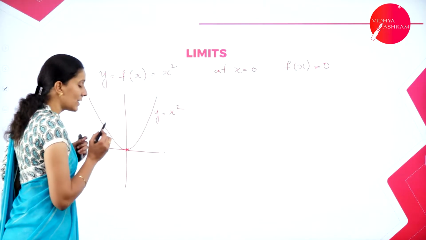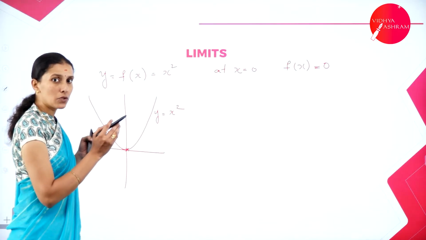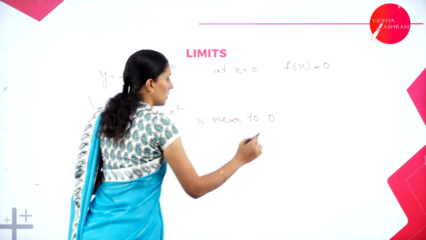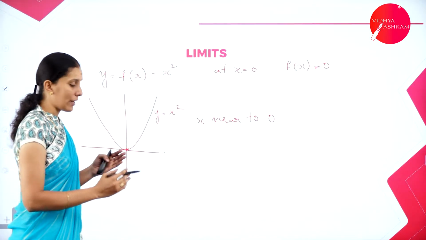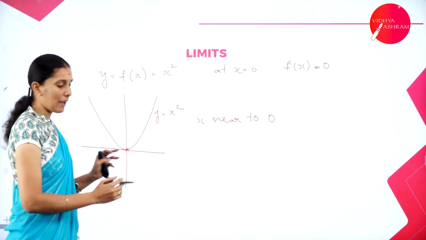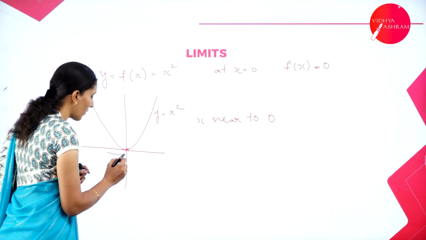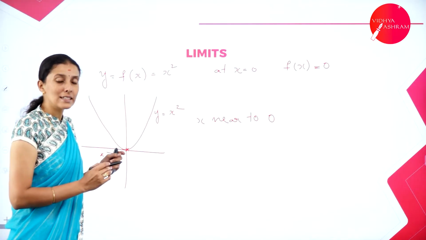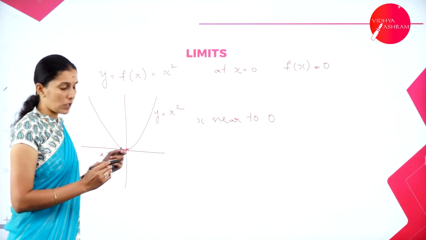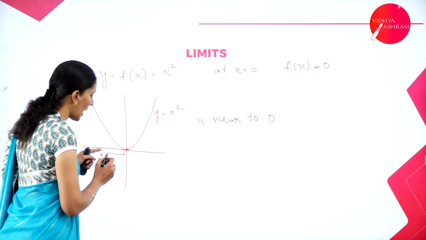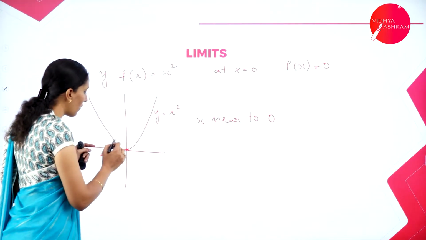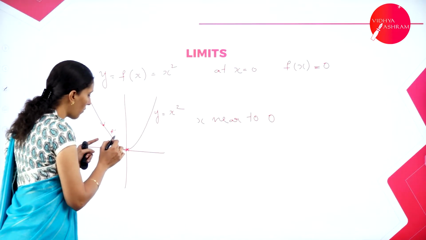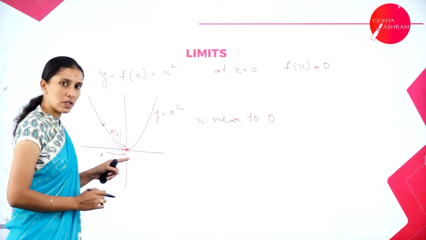Now if I take values very near to 0. Let me take the value of x near to 0. So I can approach from two sides. One is from the right side, another is from the left side. So if I take the value of x near to 0, we use the word tends to 0 or close to 0. So when the value of x approaches 0, the value of f of x also comes down here. So you can see, this is the value of f of x which also comes closer to 0.